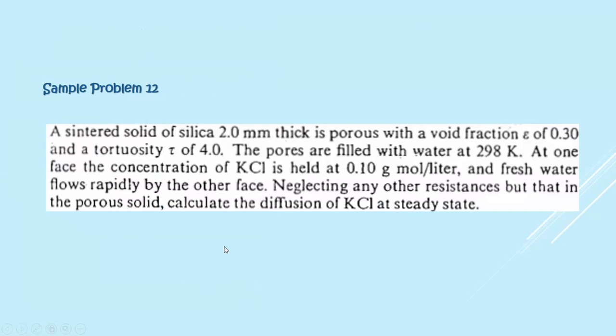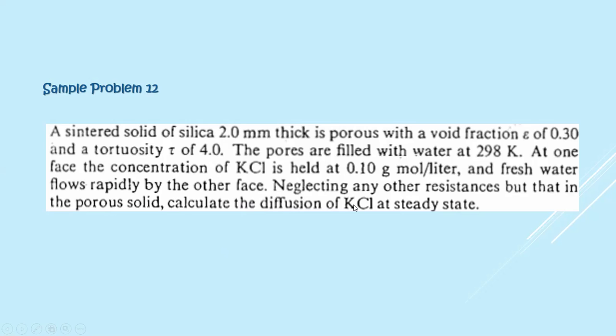A sintered solid silica of 2 mm thick is porous with a void fraction of 0.30 and a tortuosity of 4. The pores are filled with water at 298 Kelvin. At one phase, the concentration of KCl is held at 0.10 gram mole per liter and the fresh water flows rapidly by the other phase. So this is a classic example because one side has a concentration for the solid while the other side does not have. It's fresh water.